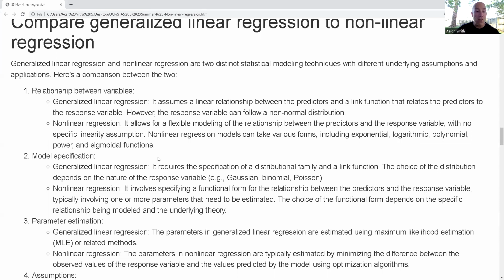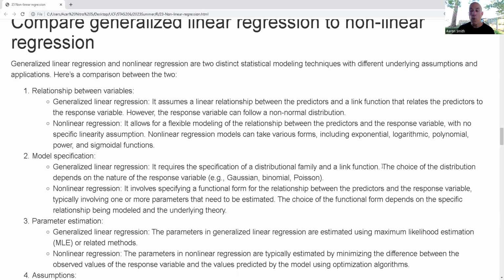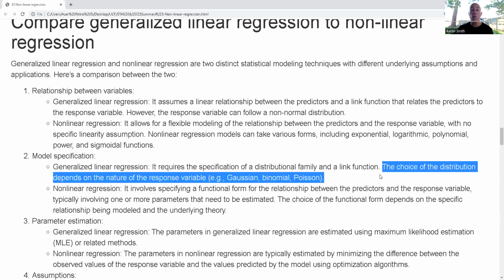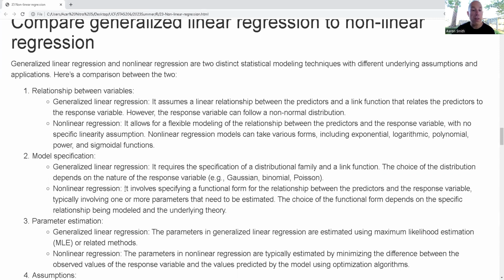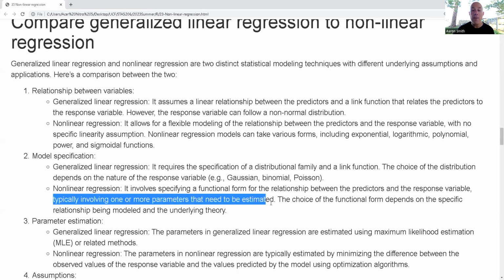Now, for model specification, GLMs require the specification of a distribution family and a link function. The choice of the distribution depends on the nature of the response variable, whether that's Gaussian, binomial, Poisson, etc. For nonlinear regression, it involves specifying a functional form for the relationship between the predictors and the response variable, typically involving one or more parameters that need to be estimated. The choice of the functional form depends on the specific relationship being modeled and the underlying theory.